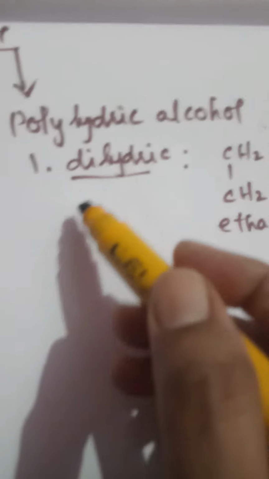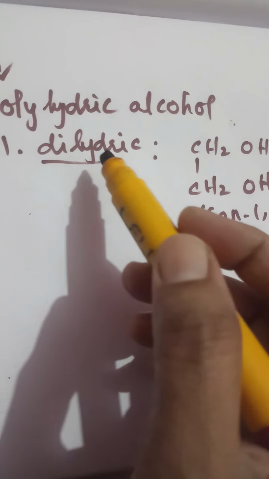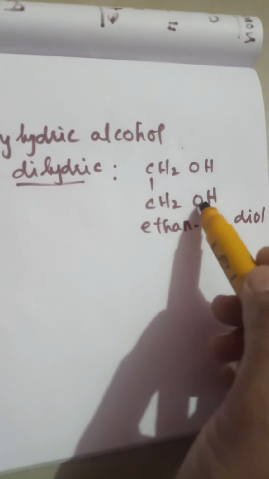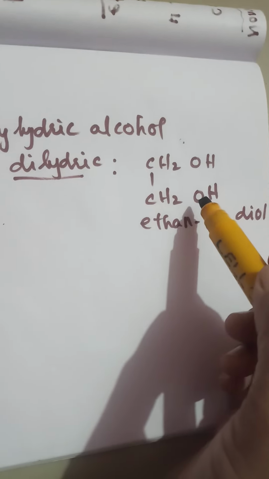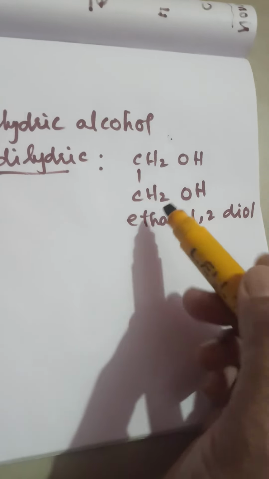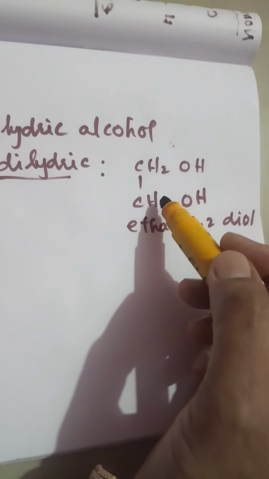Polyhydric alcohol contains more than one hydroxyl group. For example, dihydric alcohols have two hydroxyl groups present like this. It is known as dihydric alcohol. Example, ethane 1,2-diol. How is it said to be ethane 1,2-diol? It is derived from ethane.